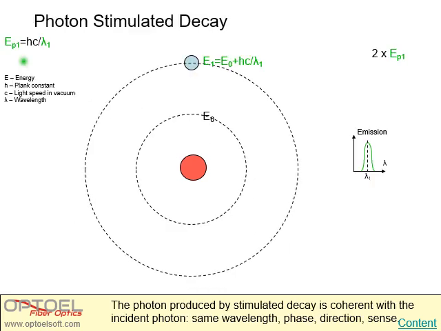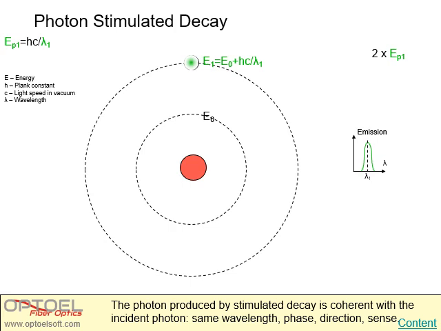Now, let's assume that a photon having the energy equal to E1 minus E0 approaches an atom having the electron on an upper metastable level. Also, let's assume that the electron transition from E1 to E0 will generate a photon. Because the lifetime on the metastable level is relatively long, there is a high probability that the photon will hit the electron before the electron will spontaneously decay.